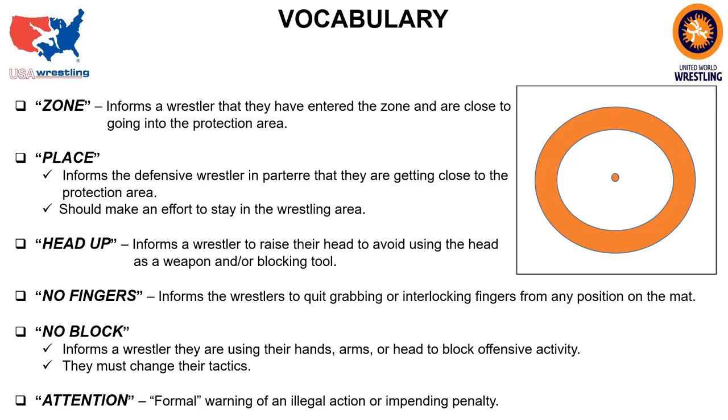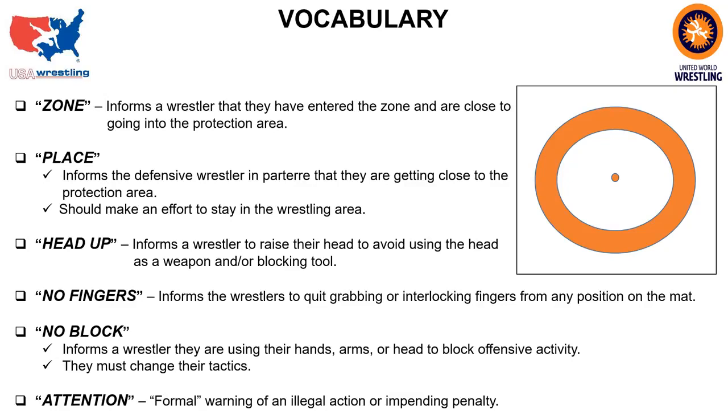Next is no block. This is what we're going to tell a wrestler when they're using their hands, their arms, and we talked about the head already, but using the head of getting inside and blocking an offensive activity, hands on the chest, hand up in the armpit, grabbing the pectoral muscle, blocking the offensive wrestler's activity so they cannot continue their attack. By using the term blue, no block, red, no block, we're telling them that you need to change your defensive tactics, because you're not defending, you're blocking. Big difference between the two.